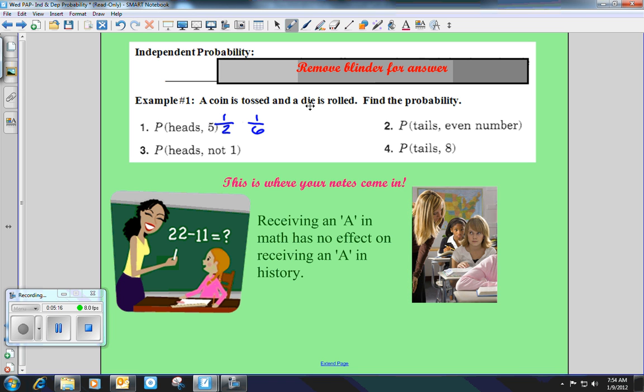Now, the word "and" is up here. There's also a comma in the problem. That means we're going to multiply these two together to find out the probability of flipping a heads and then getting a 5 on the dice. So that's 1 in 12.